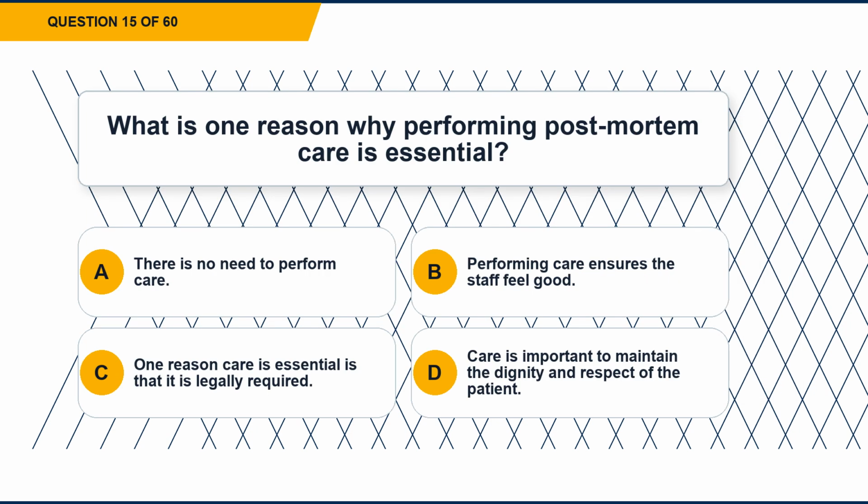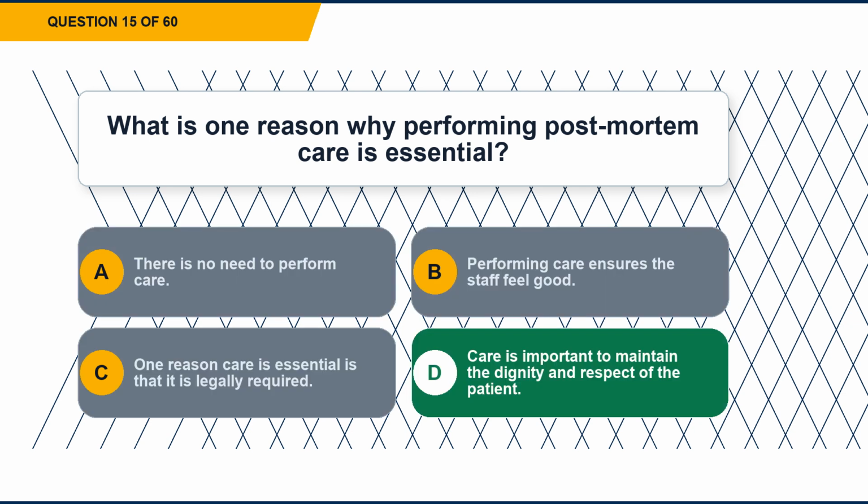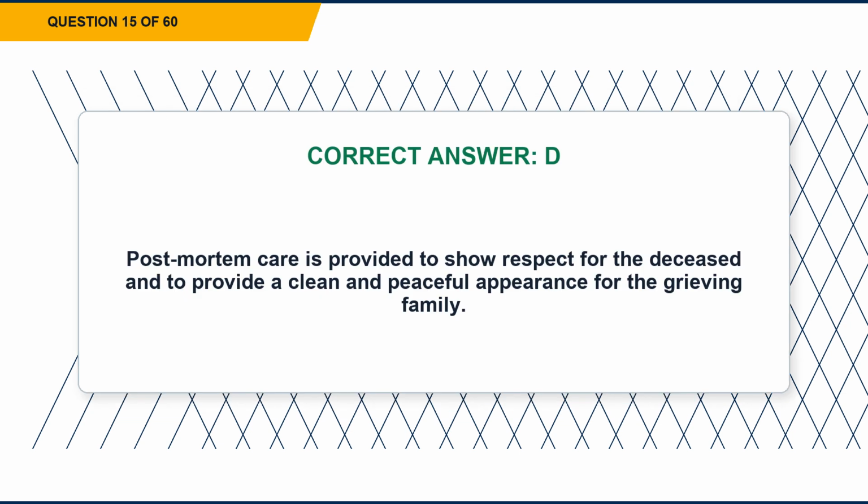Question 15. What is one reason why performing postmortem care is essential? Option A, there is no need to perform care. Option B, performing care ensures the staff feel good. Option C, one reason care is essential is that it is legally required. Option D, care is important to maintain the dignity and respect of the patient. The correct answer is option D, care is important to maintain the dignity and respect of the patient. Explanation: postmortem care is provided to show respect for the deceased and to provide a clean and peaceful appearance for the grieving family.